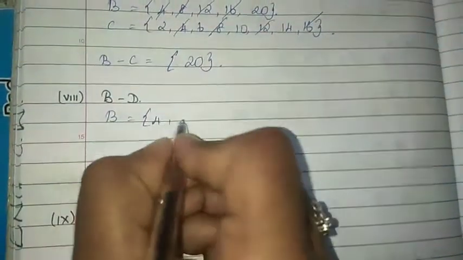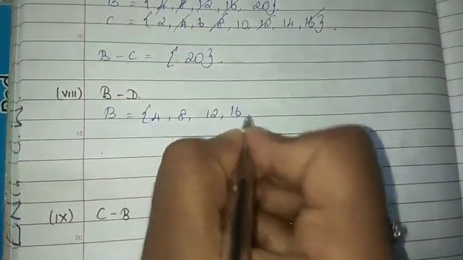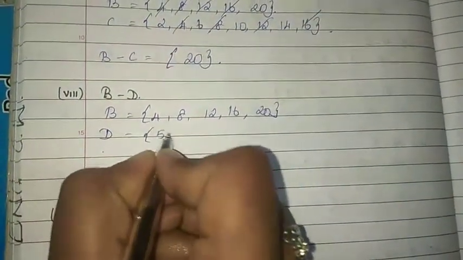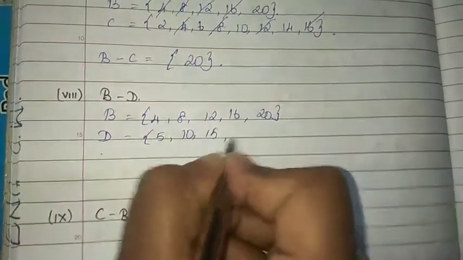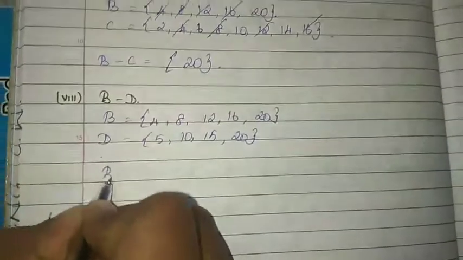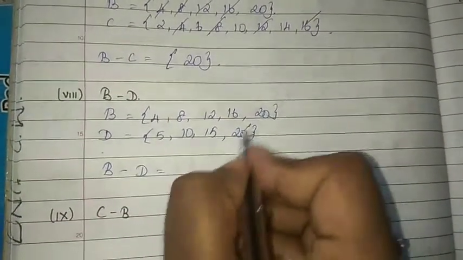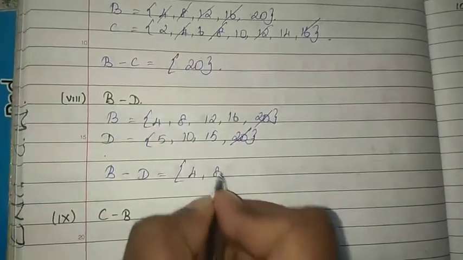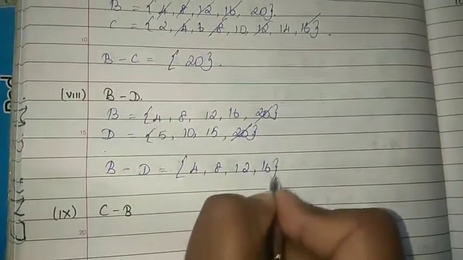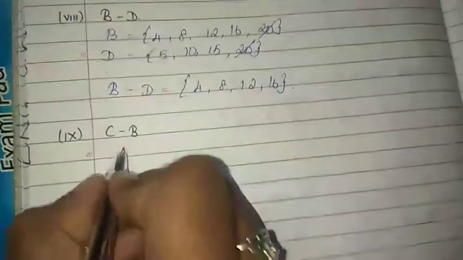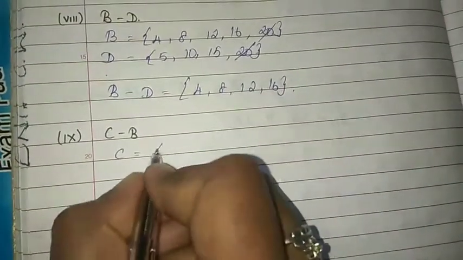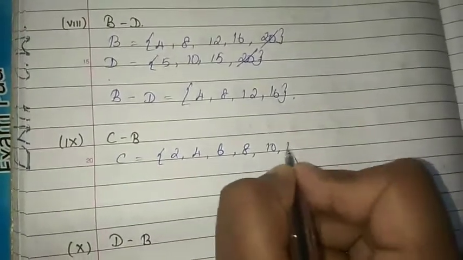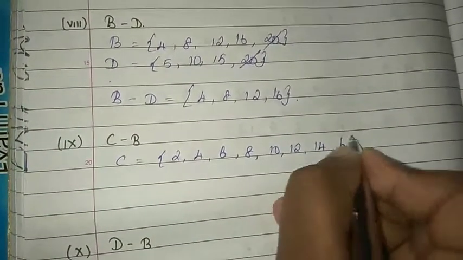So B is equal to 4, 8, 12, 16, 20. And D is equal to 5, 10, 15 and 20. So B difference D is equal to 20, 20 cancel. So therefore 4, 8, 12 and 16. So C is equal to 2, 4, 6, 8, 10, 12, 14 and 16.